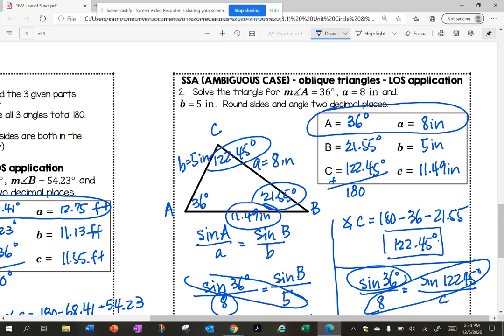Okay, I just want to point out I cannot use the Pythagorean theorem finding the sides. The reason I can't is I do not have a right triangle, and the Pythagorean theorem only applies to right triangles.